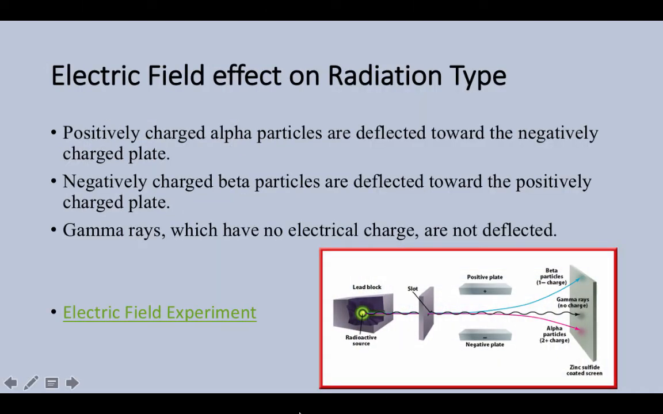These particles were discovered using the electric field effect, which was an experiment designed to determine the charge of these particles. What happened is positively charged particles deflected toward the negative charge, the negative charge deflected towards the positive side, and the gamma rays weren't affected at all. I'll ask that you click on this electric field experiment to watch the video to show how this works before moving on to the next slide.